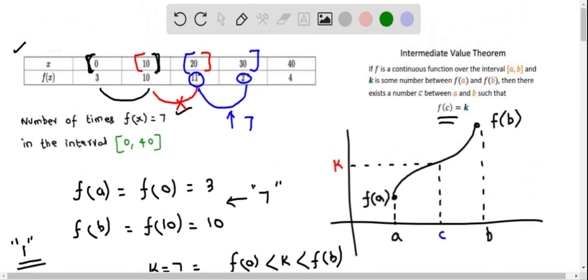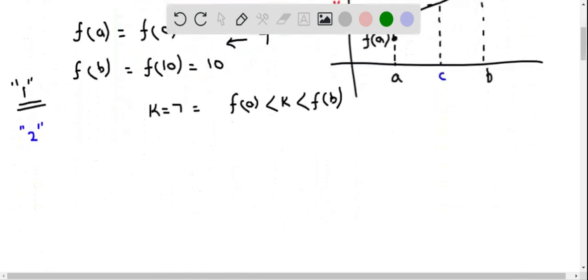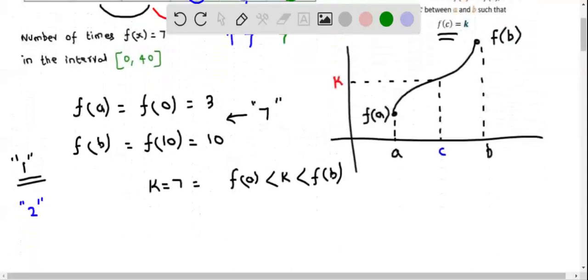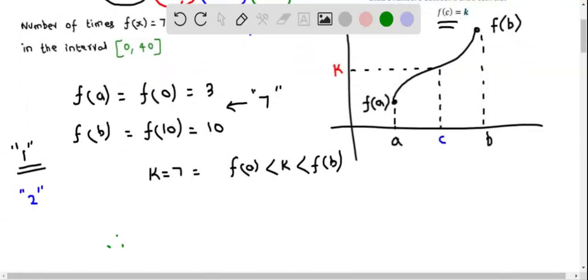Now let's identify the last interval, that is from 30 to 40. The function values are 2 and 4. So 7 does not lie between 2 and 4. So clearly, this is not an interval where the function value will reach 7. So we say that it's only two times that f of x equals 7. So the answer to this question is two times.